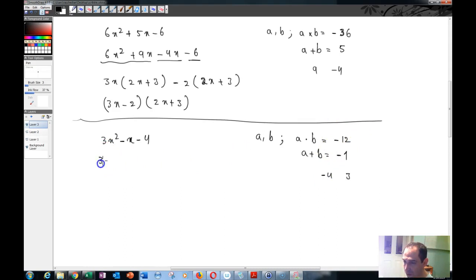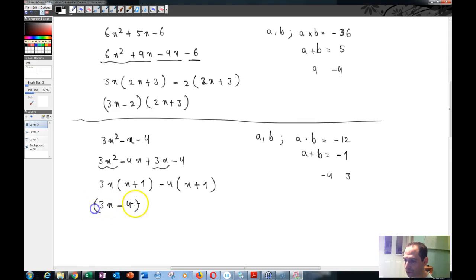Okay, so 3x squared minus 4x plus 3x minus 4. Then you can take these two together and take a 3x out, x plus 1, and here take a negative 4 out, x plus 1, and then that is 3x minus 4 times x plus 1. Okay, so that is that.